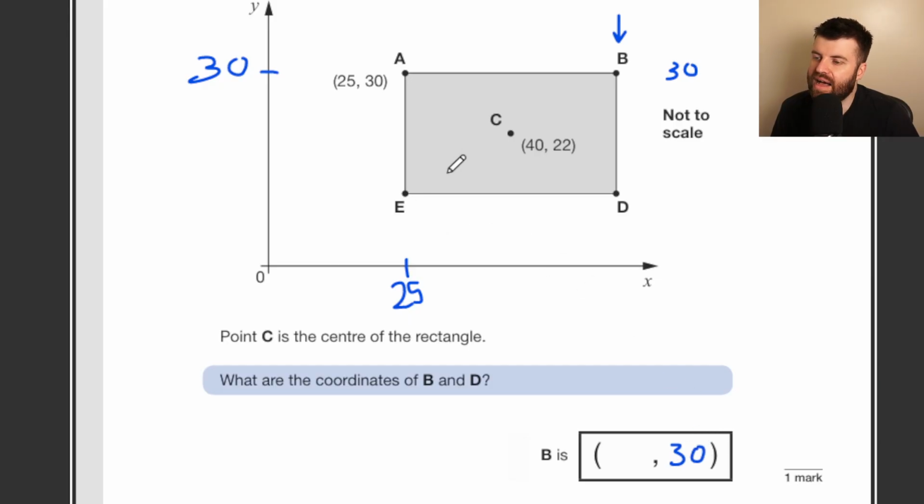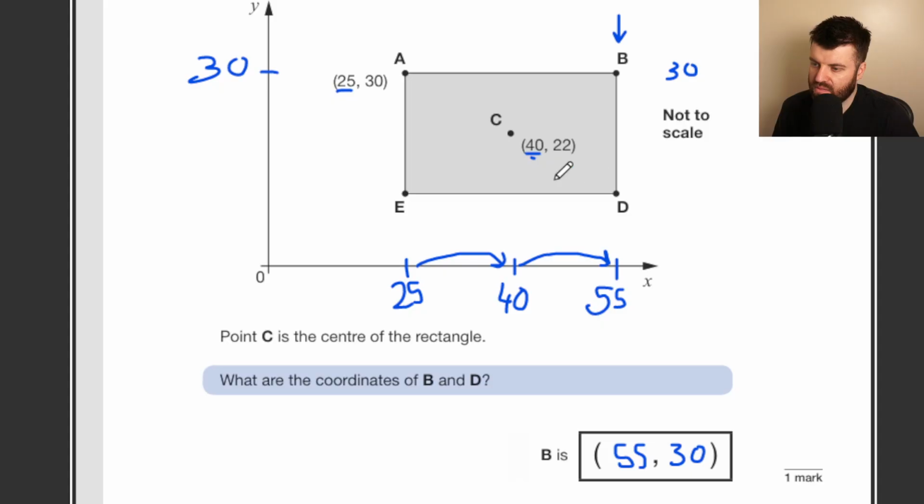How can I figure out how far across B is? Well, I can, because look, C is in the middle. So I can mark here 40 across, which is the first number. So we go from 25 for the first number, which is A. 40 across is halfway. So all I need to do is whatever this jump is from 25 to 40, do it again, because I know 40 is halfway. 25 to 40 is 15, so we add another 15, and we know that this is 55 across. So B is 55 across and 30 up.